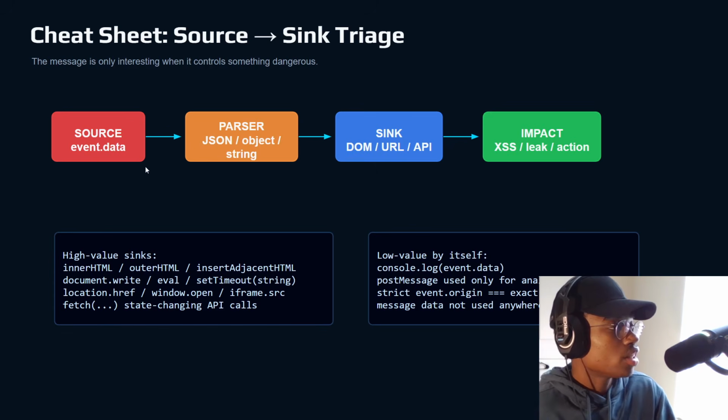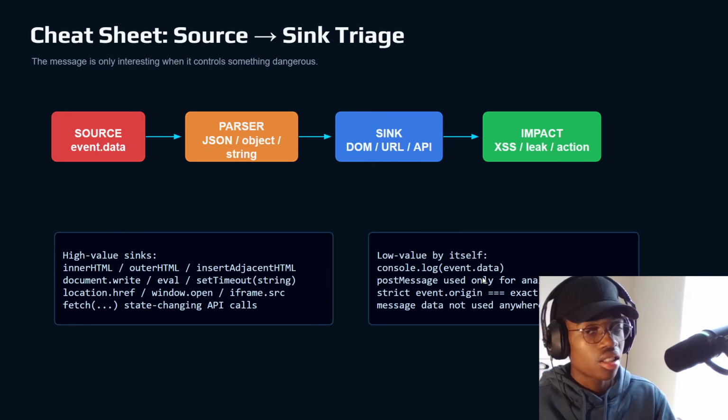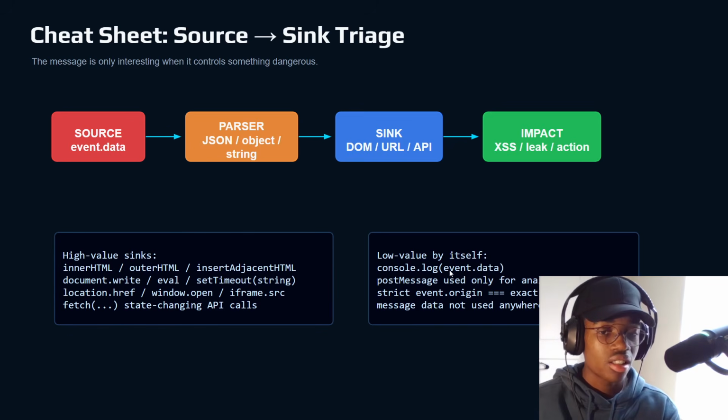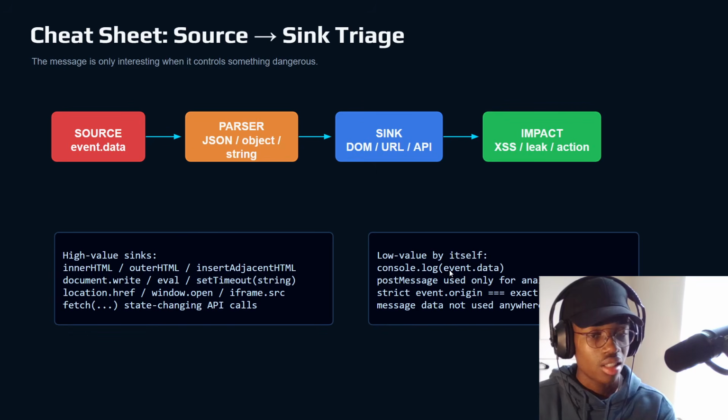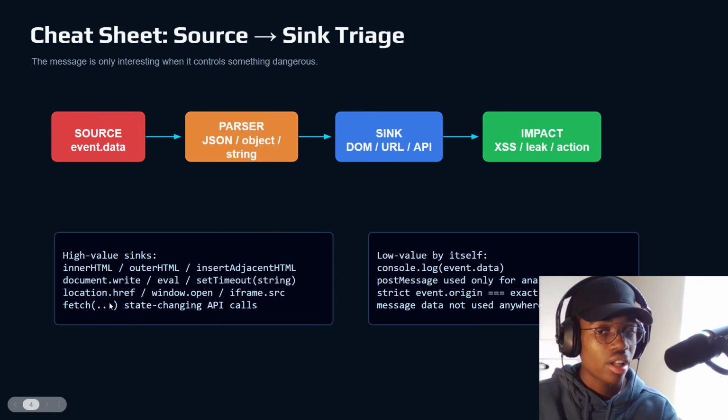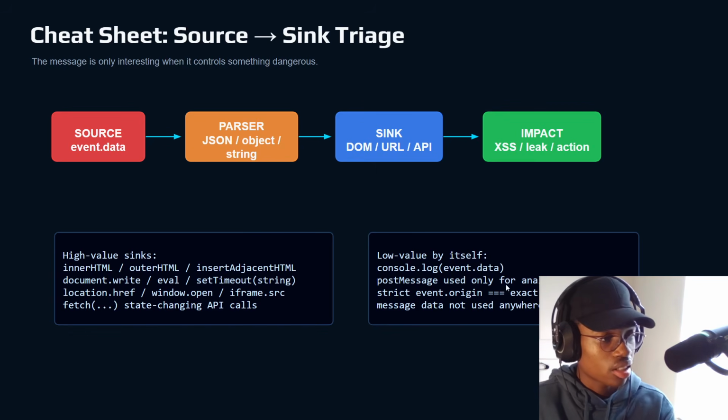So: source, event.data, parser, JSON, object, string, sink, DOM, URL, API, impact, XSS, leak, action. High value sinks, we have things like innerHTML, outerHTML. Okay, I'm not going to read all that, but you can see it right here. And then low value by itself, console.log, because it's just going to print. So even if you type something like script alert 1, if it's just in the console, it's just going to print exactly that. It's not actually going to execute, at least I'm pretty sure. But if it was inside event.data and then .innerHTML, then this is HTML, and it will execute JavaScript, at least to my understanding. That's how it would work.